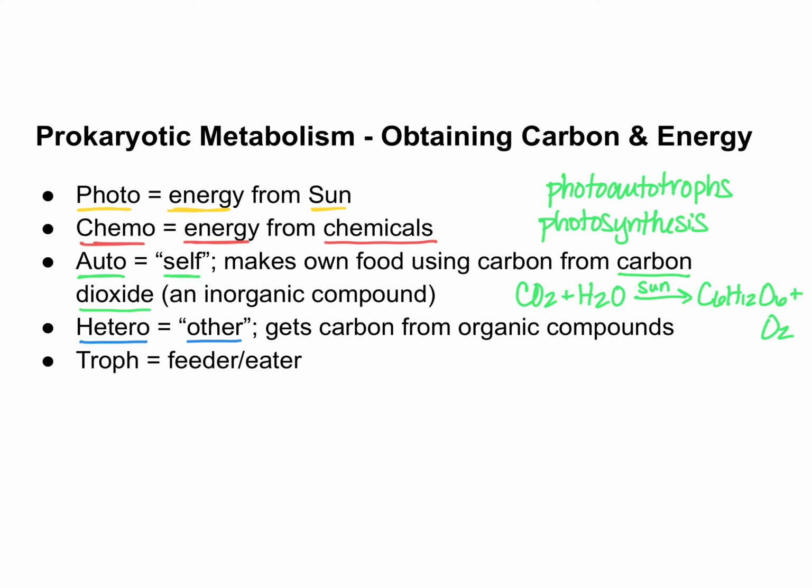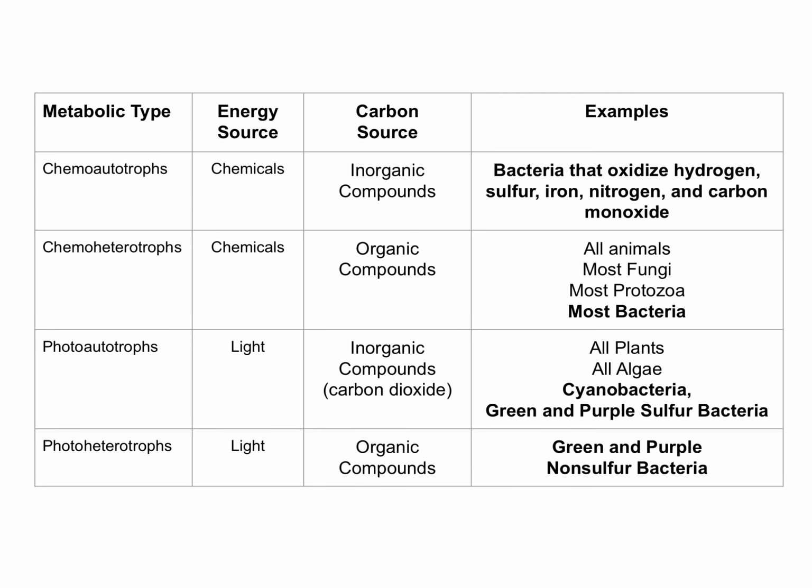Hetero means other, and so these are organisms that get their carbon from organic compounds, and this means eating other things, so eating other organisms. And then troph just means a feeder. It means to feed or to eat. So this chart puts it all together.